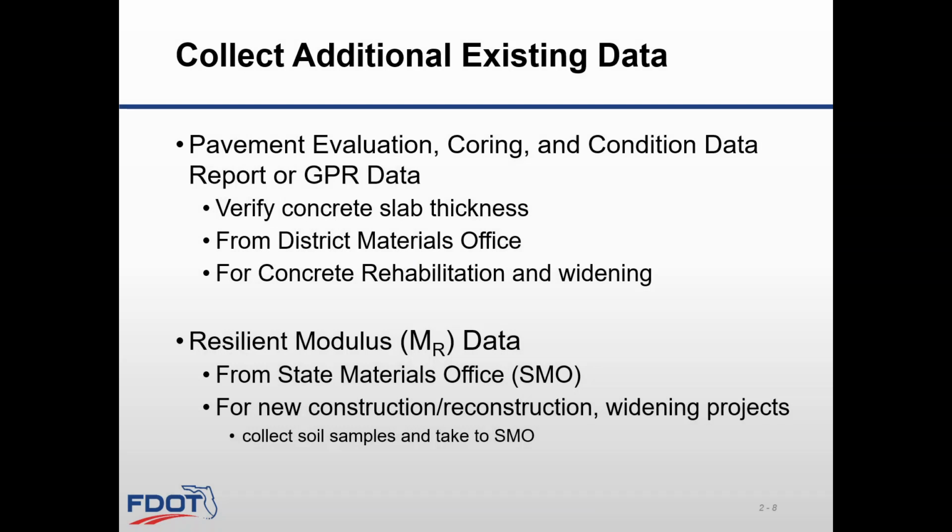For concrete rehabilitation and widening projects, verify existing slab thickness by collecting additional existing data such as pavement coring and pavement evaluation and condition reports, or you can also obtain ground penetrating radar, GPR, to verify slab thickness. Any of these tasks will help verify the concrete slab thickness and compare with the existing as-built plans to develop accurate quantities. Resilient modulus data is provided by the geotechnical engineer. They will collect soil samples and coordinate with the state materials office to provide a lab resilient modulus.